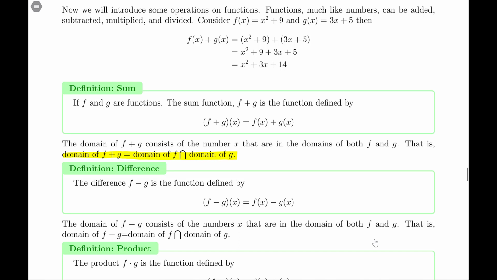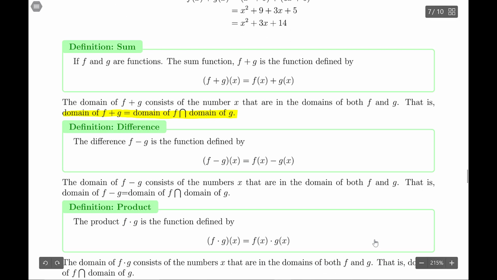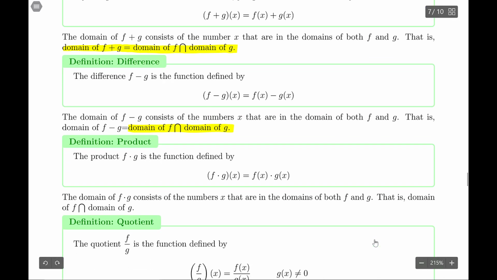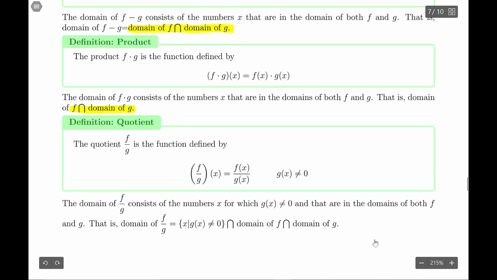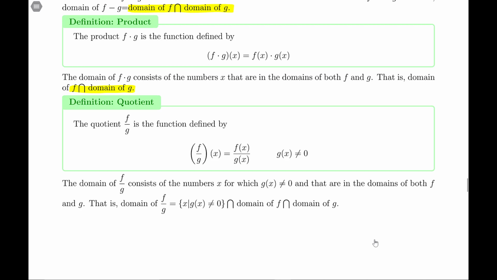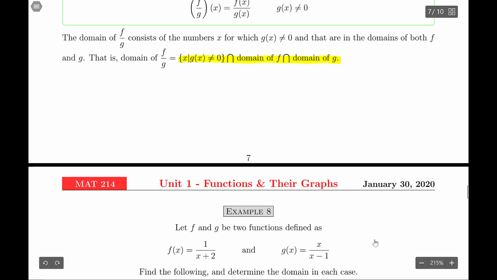With the difference, it's going to be function f minus function g, and that domain is the domain of function f intersected with the domain of function g. Same thing with multiplication. We can multiply functions together, and again the domain is the intersection of f and g. With the quotient function, where we divide two functions, it's going to be for all x such that the denominator can't be 0, intersected with the other two domains. So we would have to look at 3 different components to that particular result to come up with the domain.